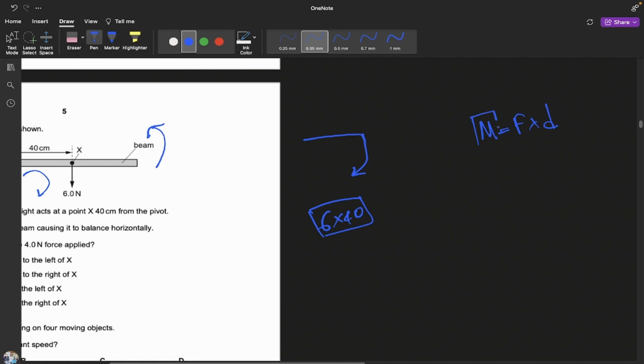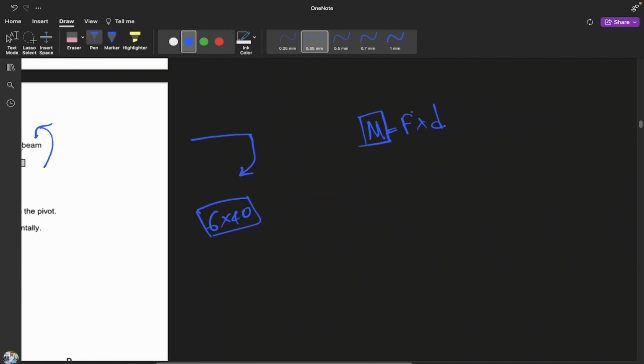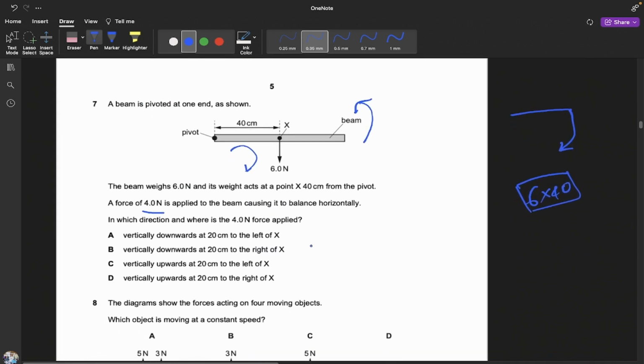So the moment should be constant to keep it horizontally balanced. So as the force is decreased, the distance should increase. So you can say it should obviously be to the right. Distance should increase from the pivot. So it is to the right and the force should act vertically upward. So the answer is D. Okay.